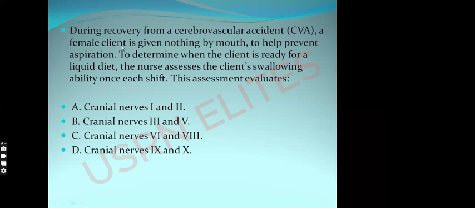During recovery from a cerebrovascular accident, that's CVA, a female client is given nothing by mouth to help prevent aspiration. To determine when the client is ready for a liquid diet, the nurse assesses the client's swallowing ability once each shift. This assessment evaluates what? So you see what I was trying to tell you? This is a pure likeness of an NCLEX question. So what are you going to choose in this case?